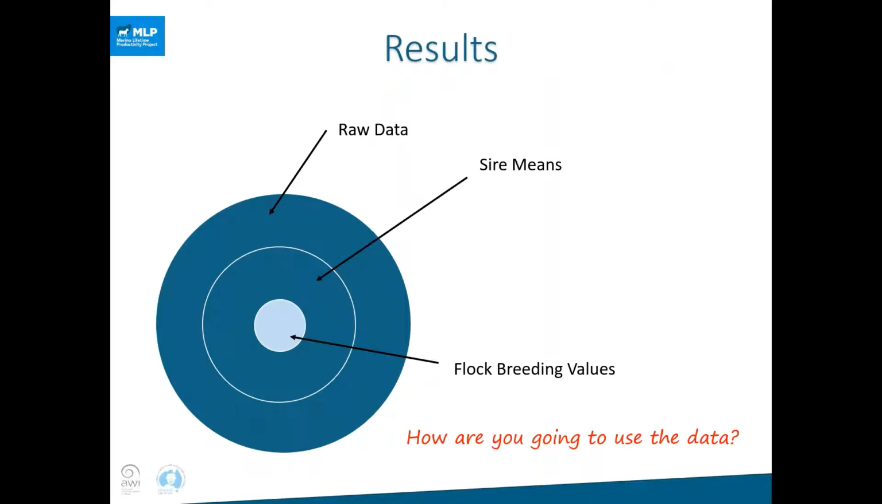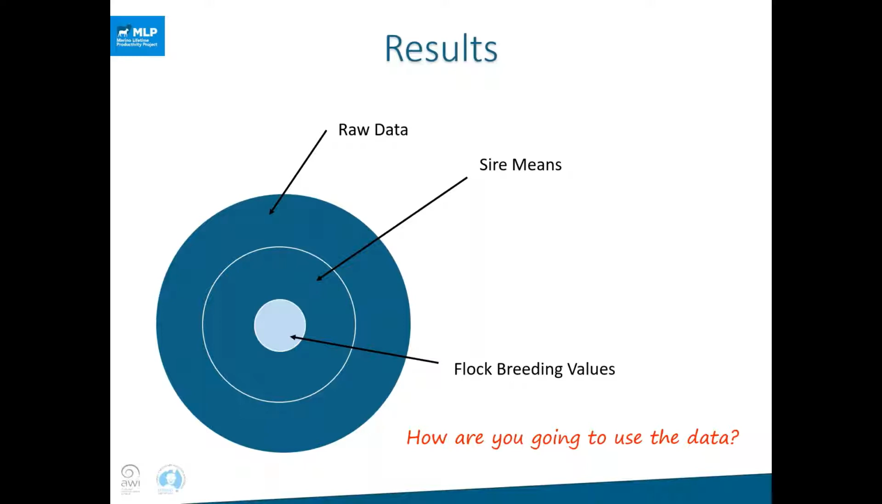So as I said, there's 3 different types of results that are published: the raw data, the sire means, and the flock breeding values. It's important that we understand the difference between these types of results and think about how you're going to use the data. I like to think of it as a bit of a bullseye. When we're looking at selecting a ram for breeding, what we really want to know is what's the breeding value of that ram? That is, how will the progeny of that ram perform on average?